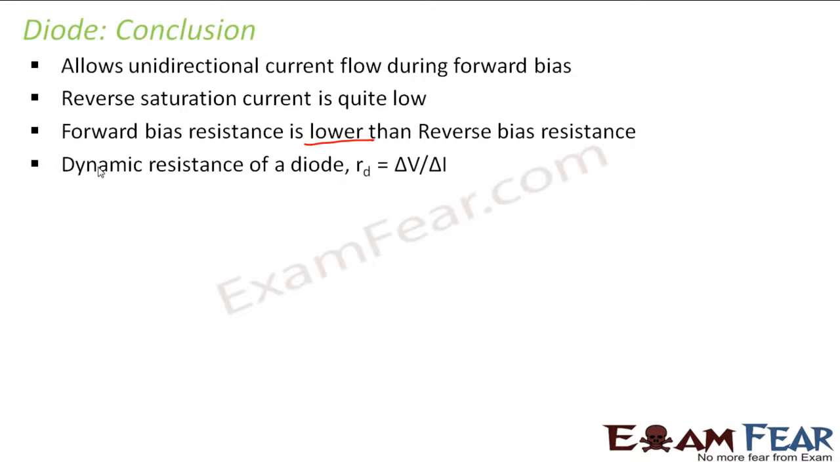Dynamic resistance of a diode is defined as change in voltage by change in current. That is clear from the VI characteristic curve. It is not a straight line. Had it been a straight line between voltage and current, we could have said that R is nothing but the slope of the straight line. But since in this case it is a curve, at each point the resistance of the diode will change, and that is why it is called dynamic resistance, and it is given as the change in voltage to the change in current.